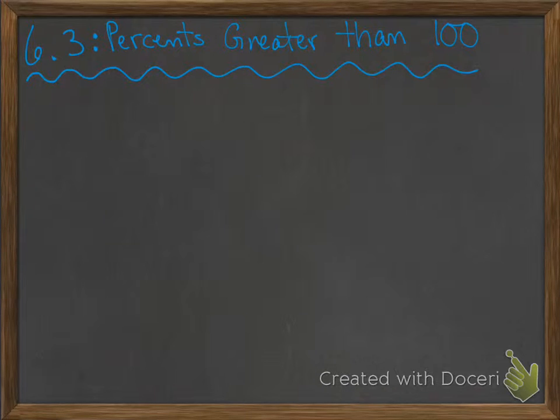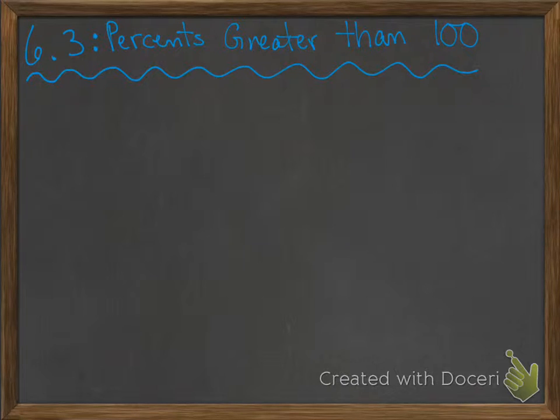6.3 is titled percents greater than 100. So these are percents that are more than 100%. Like the example we saw in class today, I always give 110%. You can have percents greater than 100. And most people say you can't, but that's because they fundamentally don't understand what a percent is.